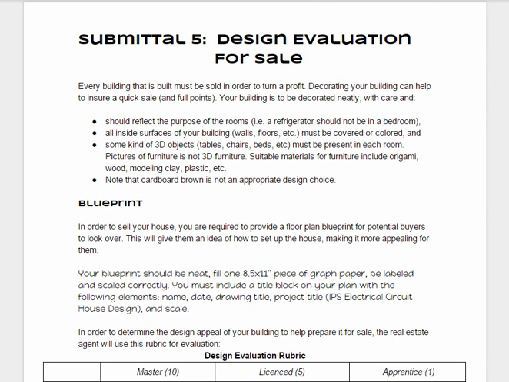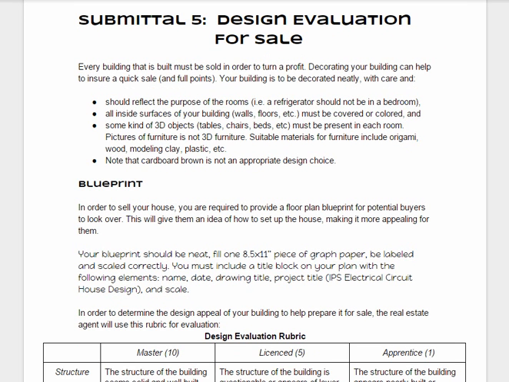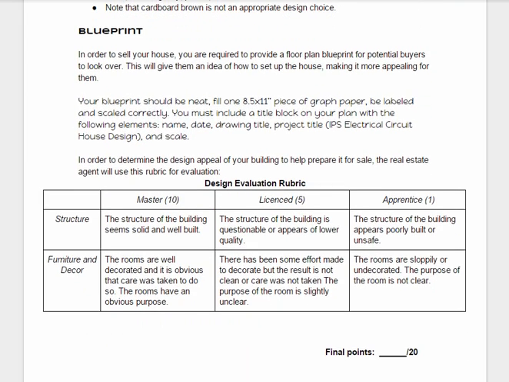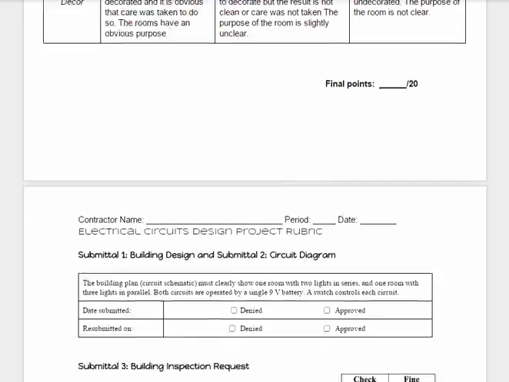And submittal 5 is your design evaluation for a sale. Each building that is built must be sold in order to turn a profit. Decorating your building can help ensure a quick sale and full points. Your building is to be decorated neatly and should reflect the purpose of the rooms. All inside surfaces of your building must be covered or colored, and some kind of 3D objects must be present in each room. Pictures of furniture is not 3D furniture. Suitable materials for furniture include origami or folding paper, wood, modeling clay, plastic, etc. Note that cardboard brown is not an appropriate design choice. You will, if you have time, draw a blueprint, and we'll talk more about that later, and here's the rubric.